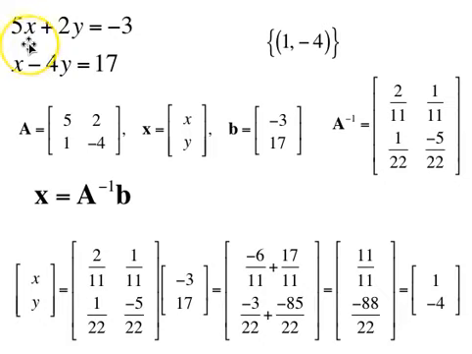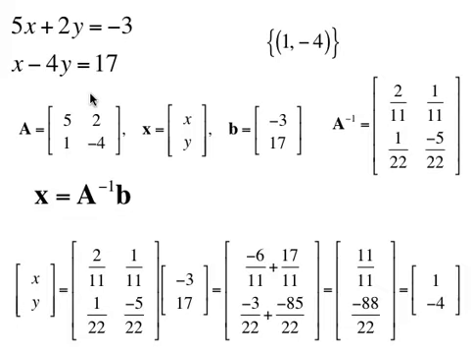But let's check it. 5 times 1 is 5. 2 times negative 4 is negative 8. 5 plus negative 8 is negative 3. Check. 1 minus 4 times negative 4 is 16. 1 plus 16 is 17. Check. So that looks pretty good. So we're able to solve that problem also using our matrix inverse strategy.